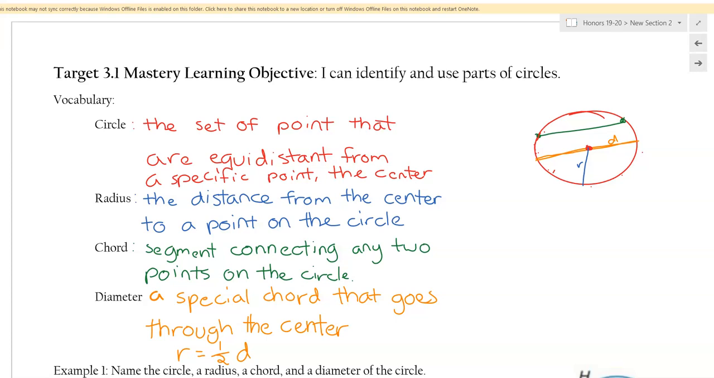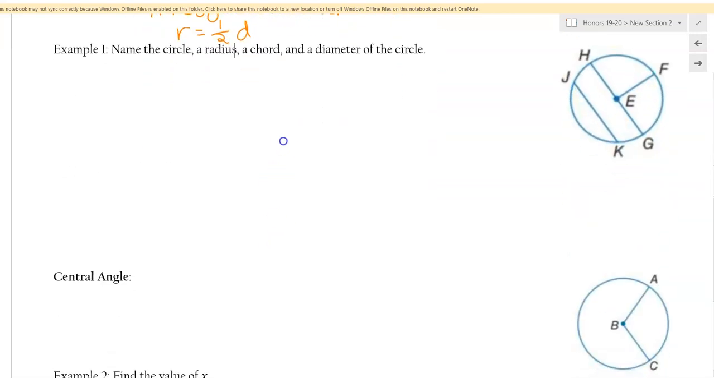All right. So now we want to look at naming these things. Name the circle. Okay? So we name the circle by the center. So this is circle. How we name the circle is we draw the circle symbol and E. If you just say E, that is technically our center. How would you name our center? If it's just the letter, it's just the point. Okay, so it's point E versus circle E.